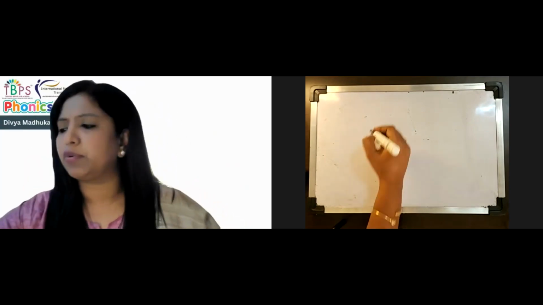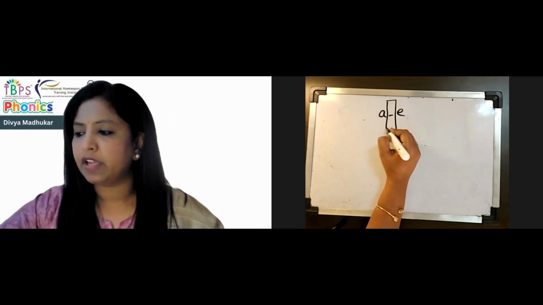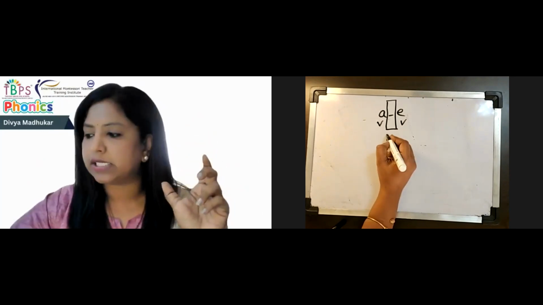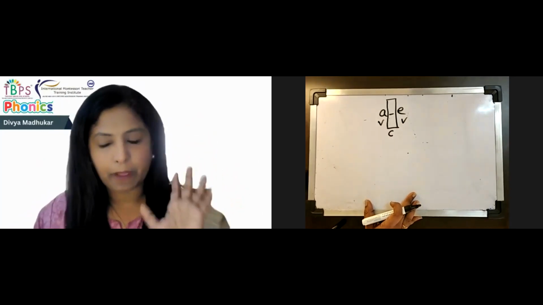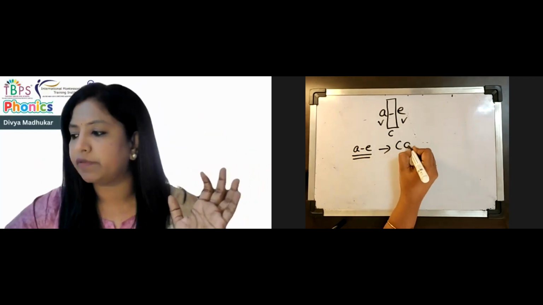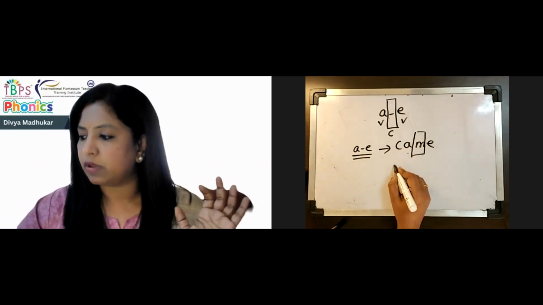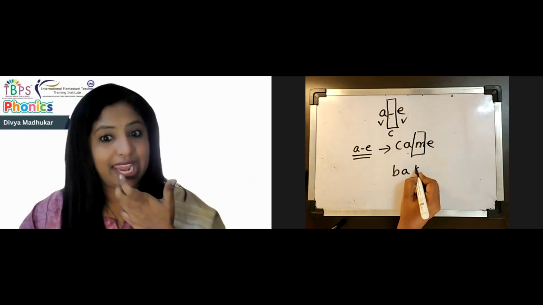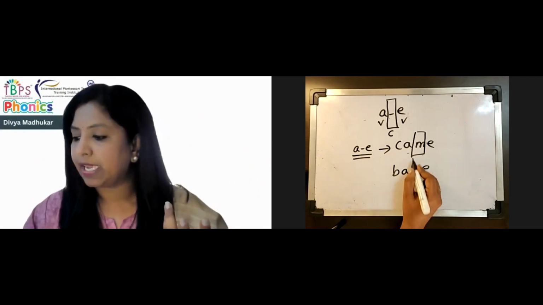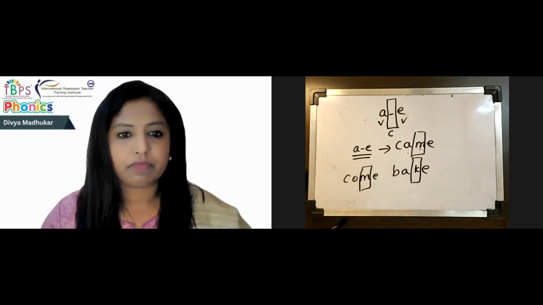No, no. See, my rule is only a hyphen e, which means it is a split digraph. This is a vowel, right? So between two vowels, if I have a consonant, that's my split digraph. Now, under this combination, I can have anything. For example, I can have bake, cake. Not only this, I can have come. So this consonant can be anything.